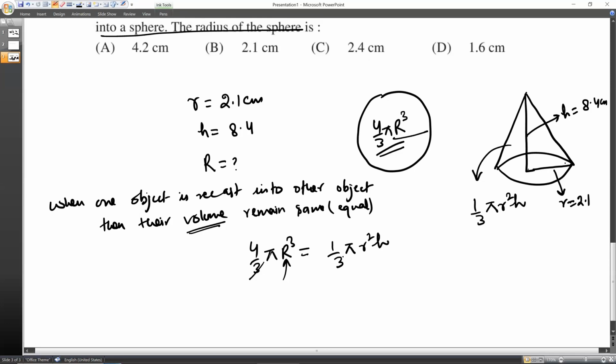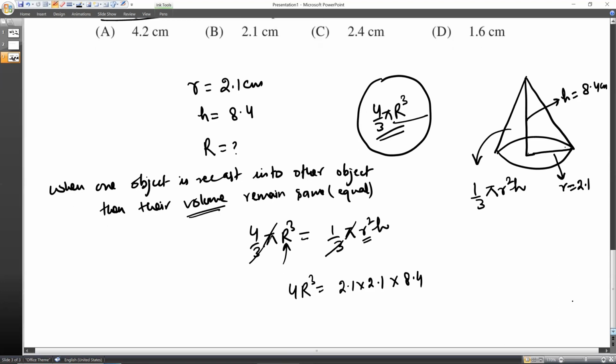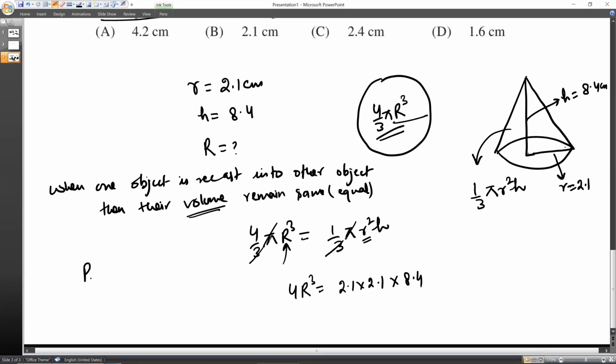So this 3 and 3 will get cancelled out because they are in the denominator opposite to the equal to sign, and this pi and pi will also cancel out each other. So we are going to have here 4R cube is equals to, and now we have the value of r. So write down here 2.1 into 2.1, because r is 2.1. So r square will be 2.1 into 2.1 into h, which is 8.4. Now you need to find out the value of R cube. So this 4 will come down. So we will have 2.1 into 2.1 into 8.4.